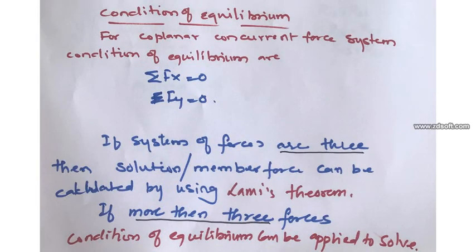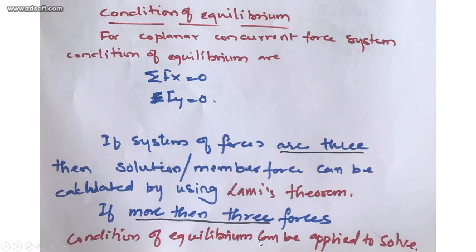Generally, when you are solving numerical problems, if your system consists of three forces, then the solution for the unknown forces can be calculated by using Lami's theorem, which I have explained now. If the forces are more than three, then we need to apply the conditions of equilibrium.